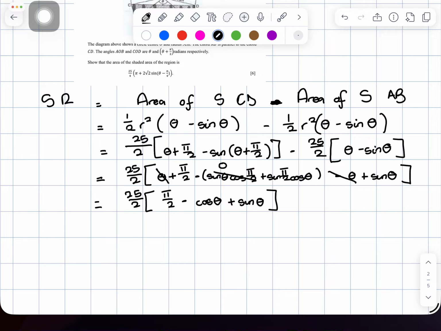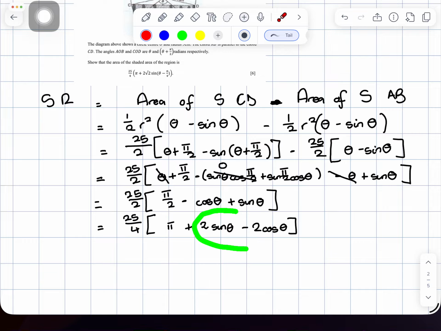Right. So since our solution has 25 over 4, I'm going to pull out half. If I pull out half, outside I'm going to produce 25 over 4. Inside I'm going to be left with pi plus 2 sine theta, I've rearranged, minus 2 cos theta. Right. So the remaining thing is to make sure that this 2 sine theta minus 2 cos theta is the same as this one.